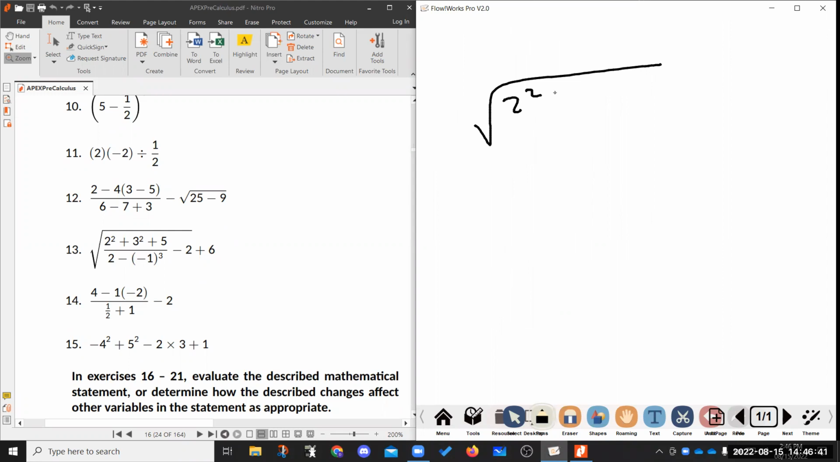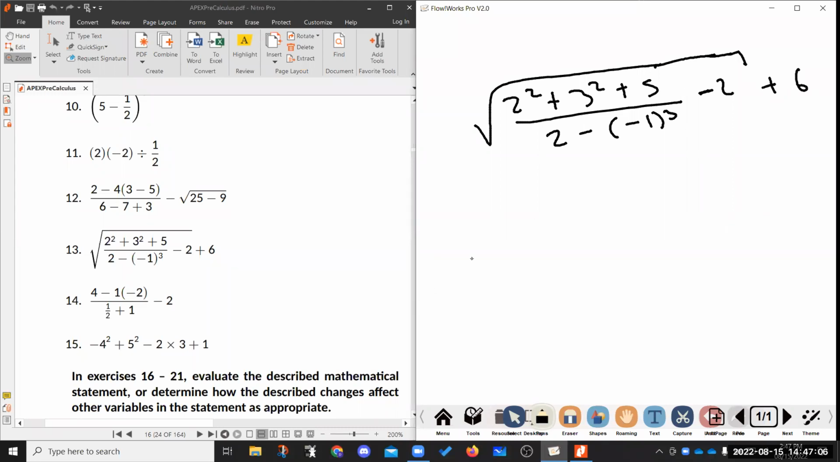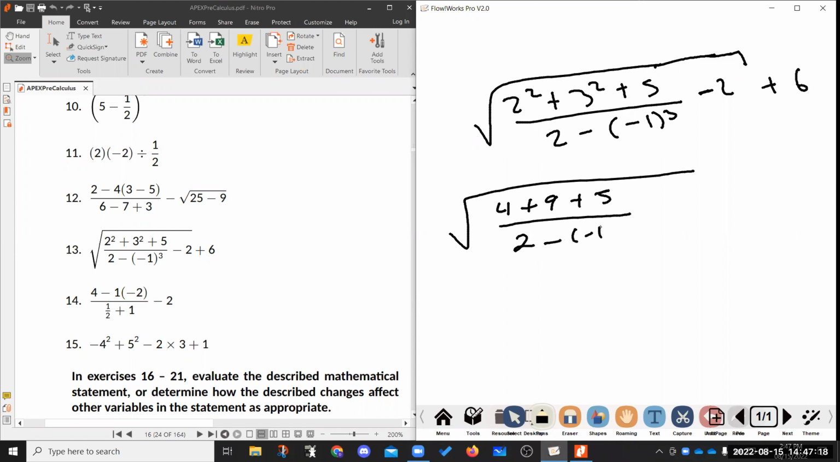Thirteen says 2 squared plus 3 squared plus 5 is my numerator of my square root. My denominator of my square root is 2 minus the quantity -1 to the third. The subtraction of 2 is still under the square root sign, and there's a +6 on the outside of the square root sign. So this is all under the square root sign. I have square root of 4 plus 9 plus 5 over 2 minus a -1 minus 2 plus 6 on the outside.